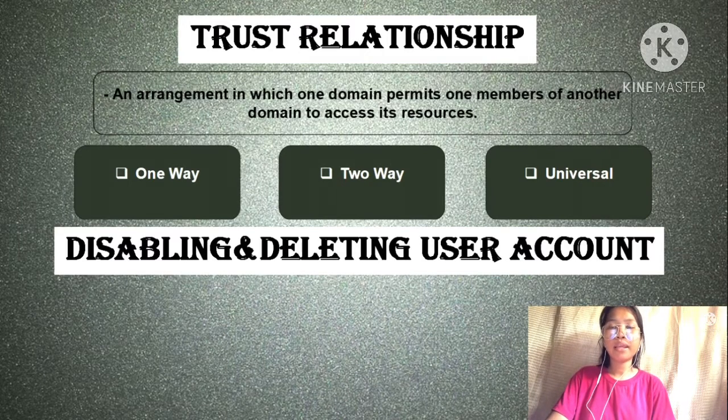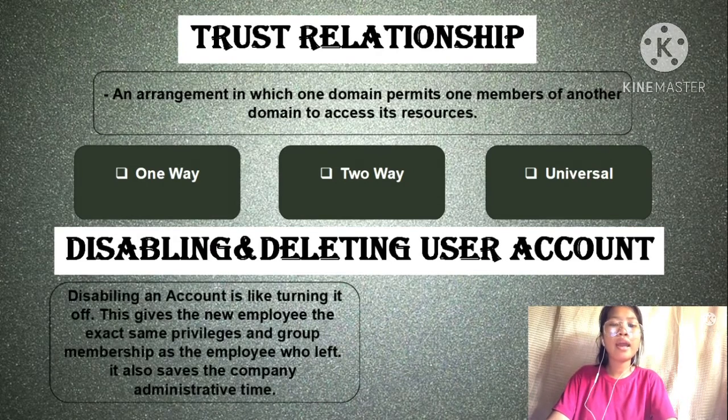In disabling and deleting user accounts, you don't want to keep every account forever. That is why Windows provides two different options to make any user account inactive: disabling it or deleting it. Disabling an account is like turning it off. The account hasn't gone anywhere. The security identifiers that determine its assigned rights and permissions don't change.